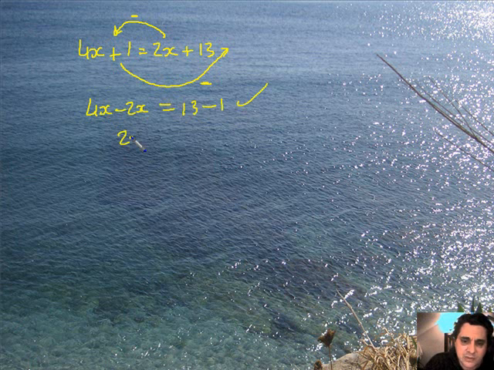4 take away 2, 2x is left. 13 take away 1 is 12. Now I can quite happily divide by 2, get an answer of 6.